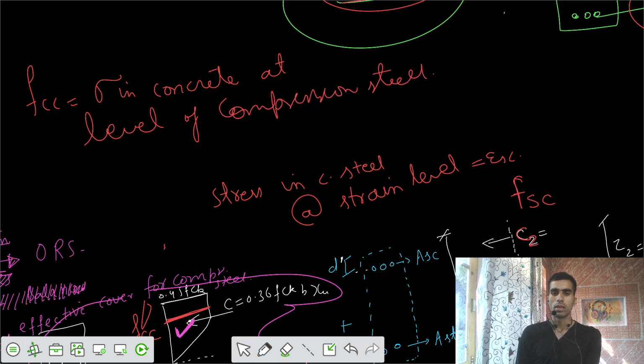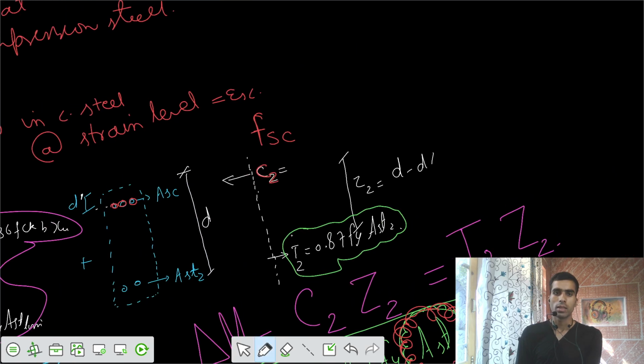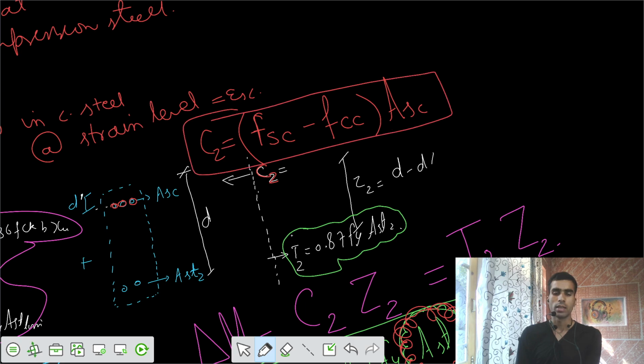So that means at the level of ESC, we already have that concrete effect here. Then we subtracted the effect of that in this part ASC. So we write that your C2 force is actually some FSC minus FCC times the area of the compression steel. This C2 force is the summation of FSC, the stress in compression steel, minus the stress in concrete at that same level, times the total area of compression steel.